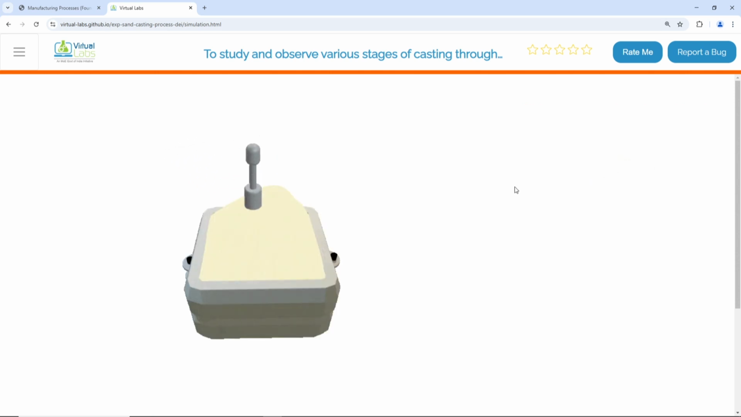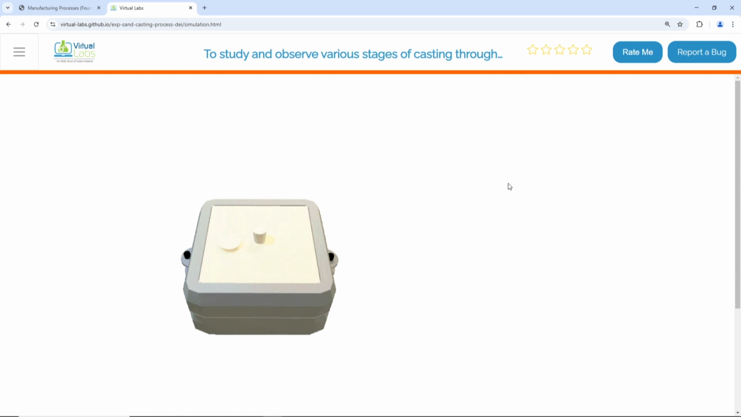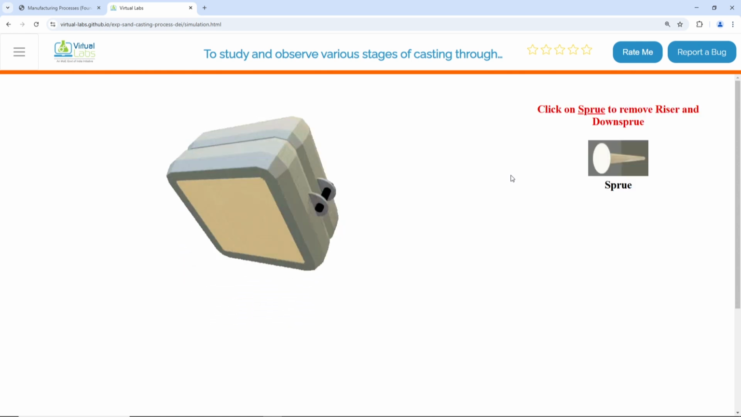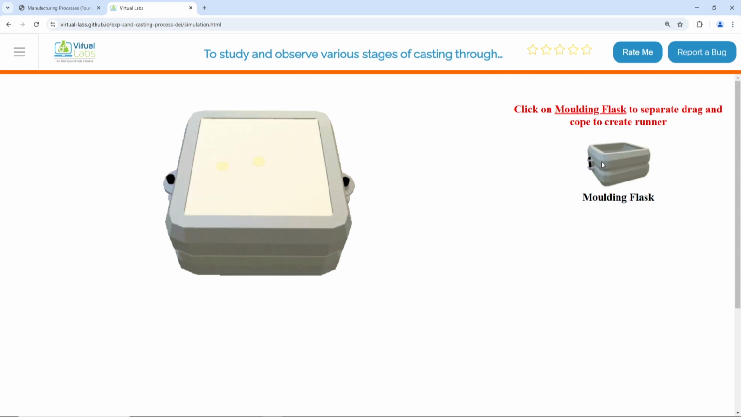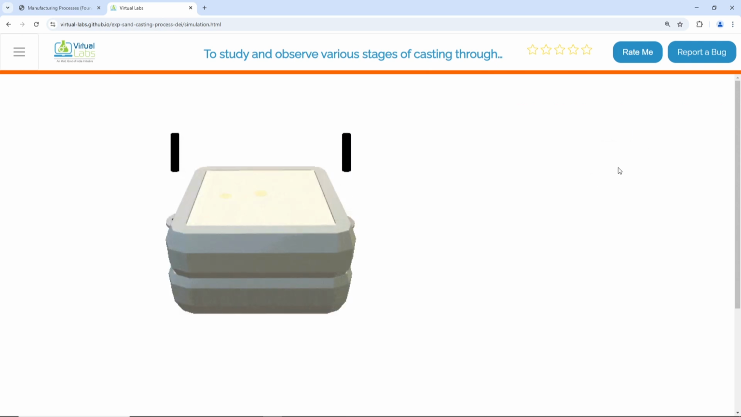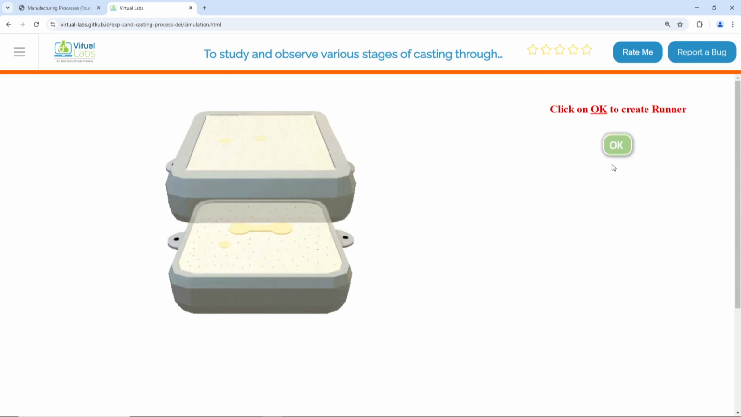Now using rammer, I will ram it so that my system is ready. Now we have to remove the sprue and the riser, that is removed. Now molding flask is now clicked so that it is separated. Why it is being separated now? Because we need to create a runner.